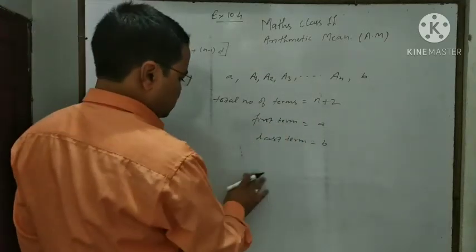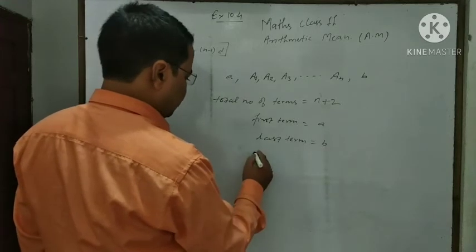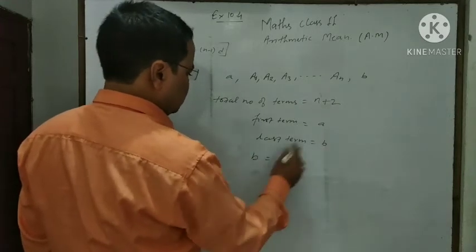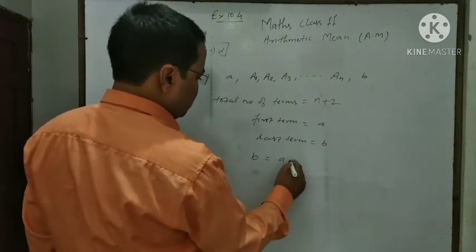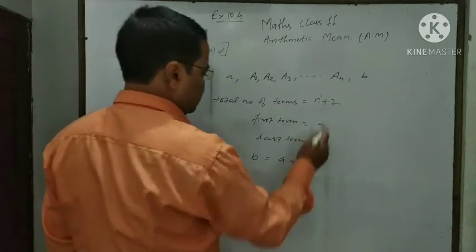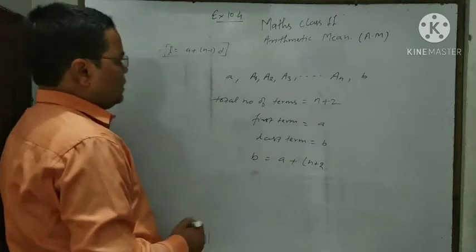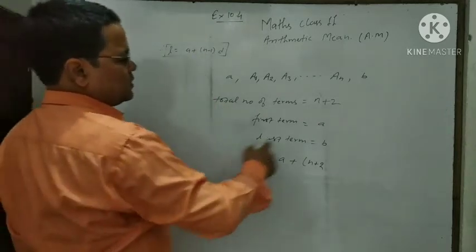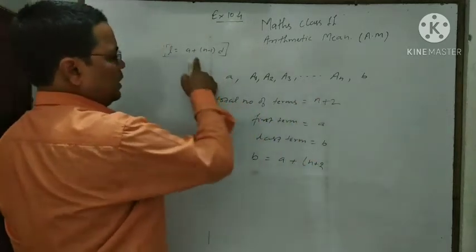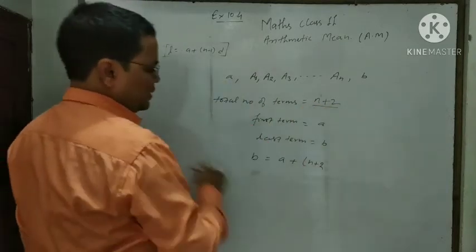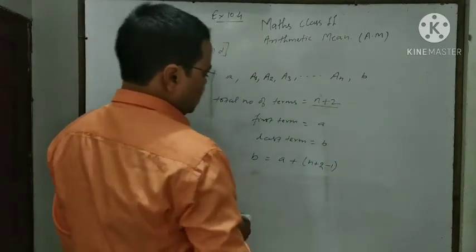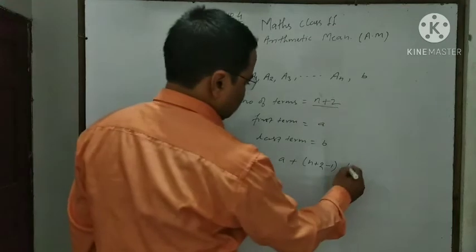Here in this way we can write this. B is equal to a, the first term, plus the total number of terms, that is n plus 2, times d: a plus (n plus 2 minus 1) into d. Here, in place of n, the total number of terms is n plus 2, so minus 1.